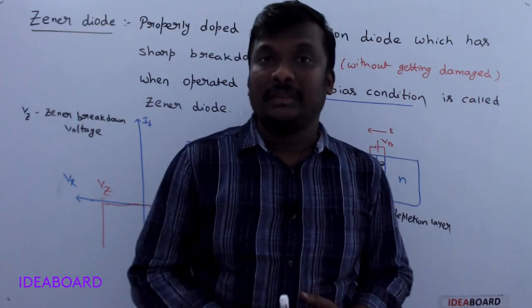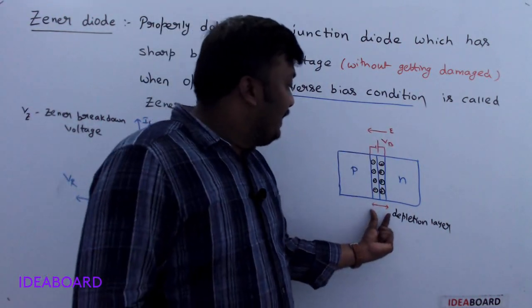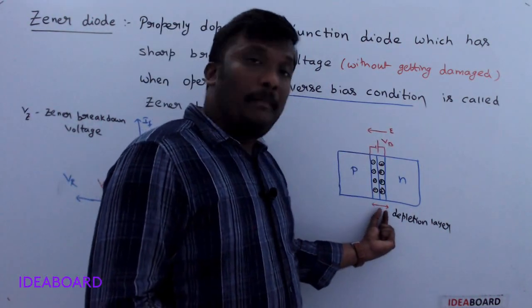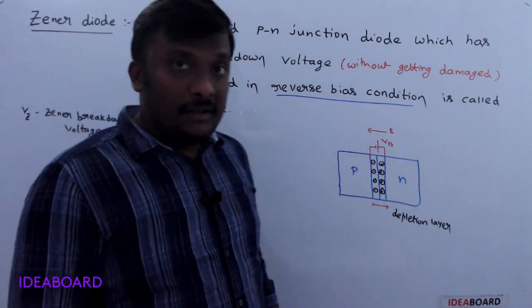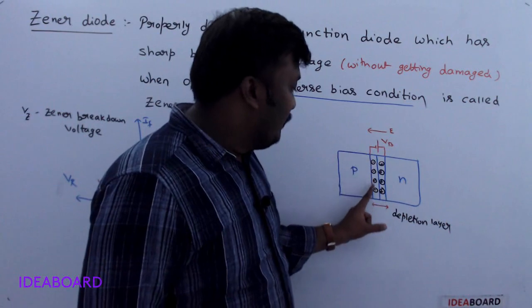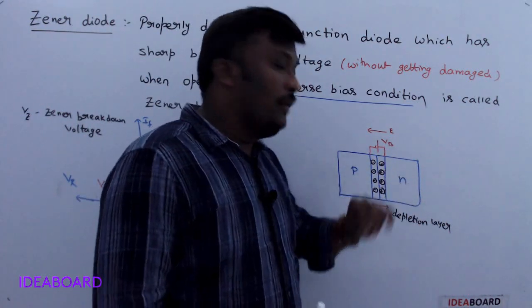If doping is more, then more charge carriers are there. The width of the depletion layer now becomes narrow, and we know within the depletion layer we have some acceptor immobile impurities and donor immobile impurities.